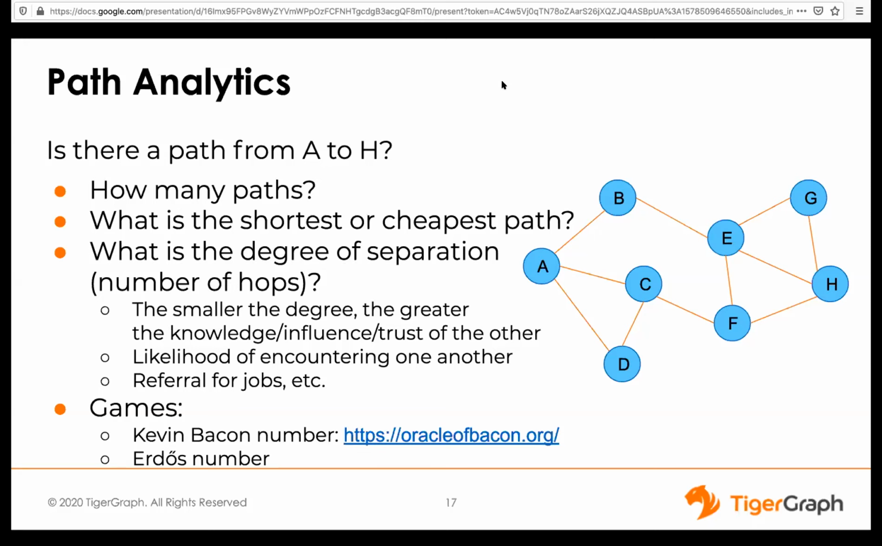What's the degree of separation? The smaller the degree, the greater the influence. This has a lot of real world applications. This has even been turned into games. You make 6 degrees of separation. We even made a movie about that. The Kevin Bacon number. How many hops is it from one actor or director to having worked with Kevin Bacon? You can actually click on that link and you can play around with it yourself.